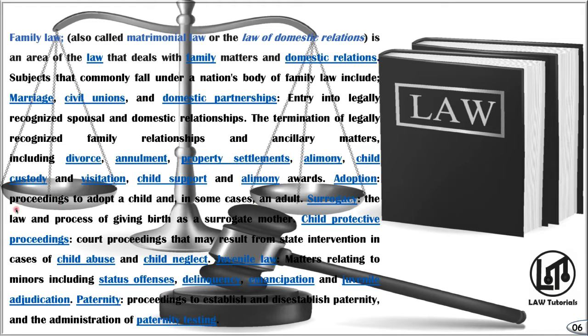Adoption, which is proceedings to adopt a child, and in some cases an adult. Of course, an adult can also be adopted. Surrogacy, the law and process of giving birth as a surrogate mother. Child protective proceedings, court proceedings that may result from state intervention in cases of child abuse and child neglect. Juvenile law, matters relating to minors, including status offenses, delinquency, emancipation, and juvenile adjudication. Paternity, proceedings to establish and disestablish paternity and the administration of paternity testing.